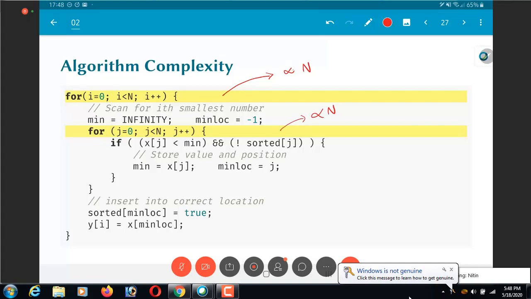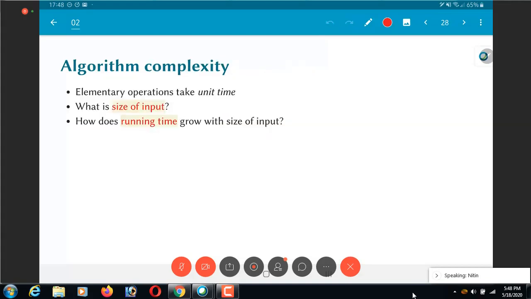Both of these loops are typically going to run a number of times which is proportional to the number of values to be sorted. And with that in mind, we can now define something called algorithmic complexity, which tells us how the running time of an algorithm grows with the size of the input. We already saw that in our case, the size of the input was the number of values to be sorted. We also saw that the elementary operations are assumed to take a unit amount of time independent of n. So I don't really care if they take one clock cycle or several clock cycles, as long as that number does not depend on n, the size of the input.